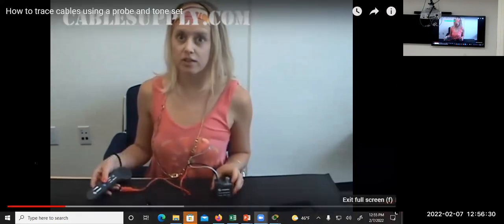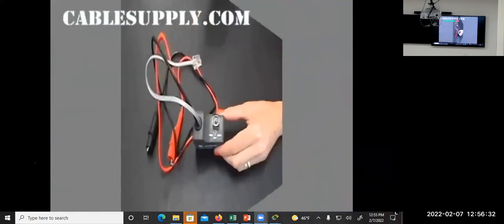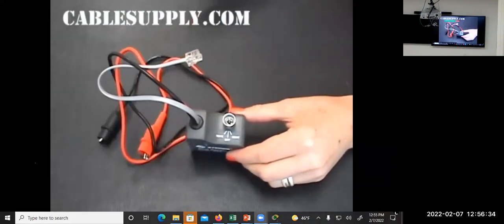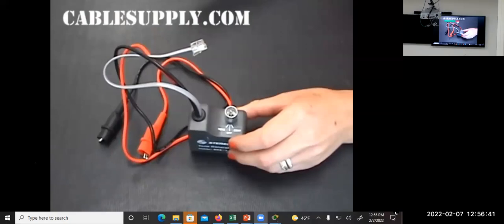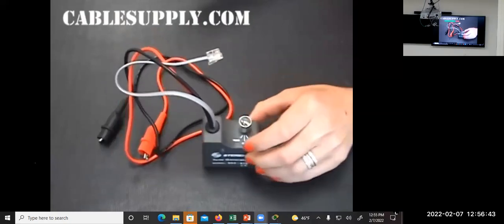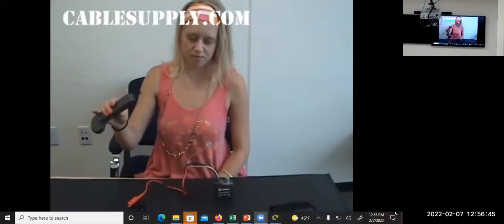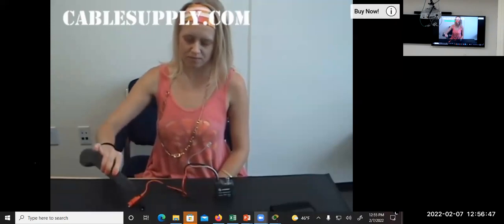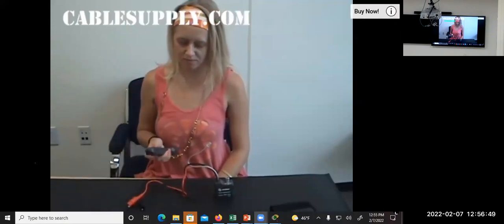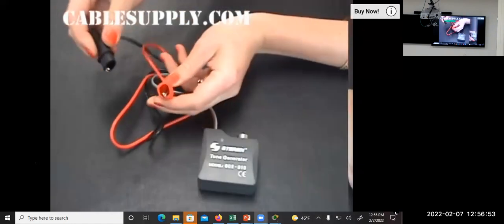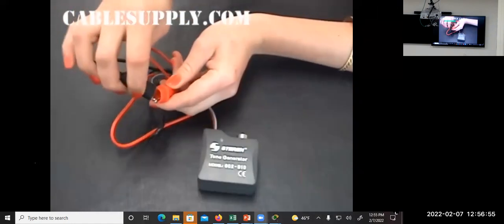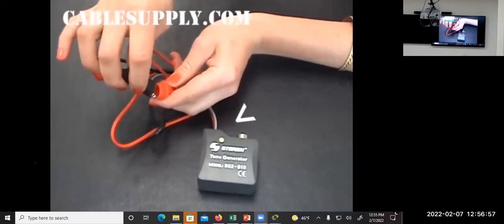Let me first demonstrate the tone. On top of the tone generator, there's a switch: tone, off, and continuity. When I push it on tone, you'll be able to hear the tone with the probe. Plus, it has a continuity button. When I touch the ends together, you will see the light come on, which will identify that it has continuity.